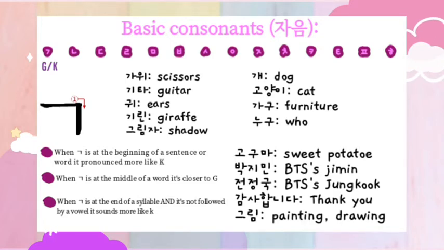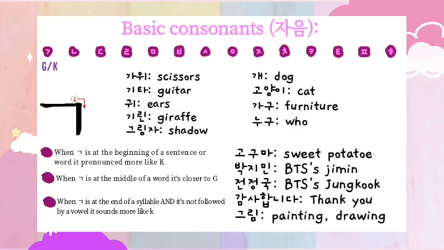Here are some examples. We have kawi, kawi. Scissors. Gi, ki, ta, kita. Guitar, guitar. Qui, qui. Ears. Kirin, kirin. Giraffe. 그림자, 그림자. Shadow. We have also K, dog. 고양이, 고양이. Cat. 가구, 가구. Furniture. 누구, 누구. Who?